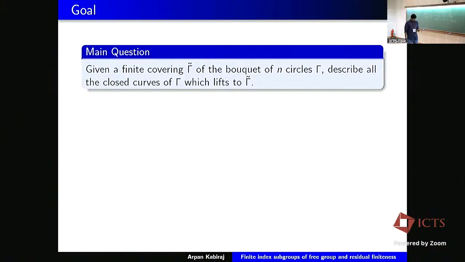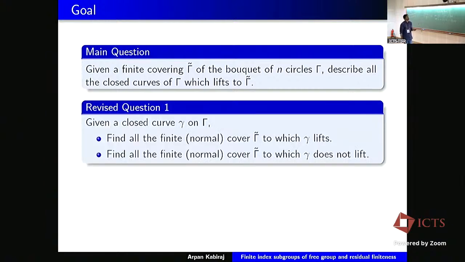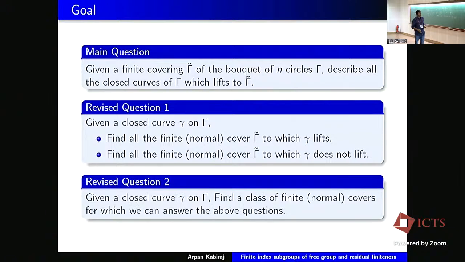So a refined question from that is the following. Suppose, from the other perspective, I fix one curve on gamma. That's an element in your free group, a word in your free group if you want. Then find all the covers to which it lifts and all the covers to which it does not lift. Can you give me a criterion purely in terms of the word given in your free group? And if we can't do it for all the finite covers, can we find a class of finite covers for which I can answer the question?